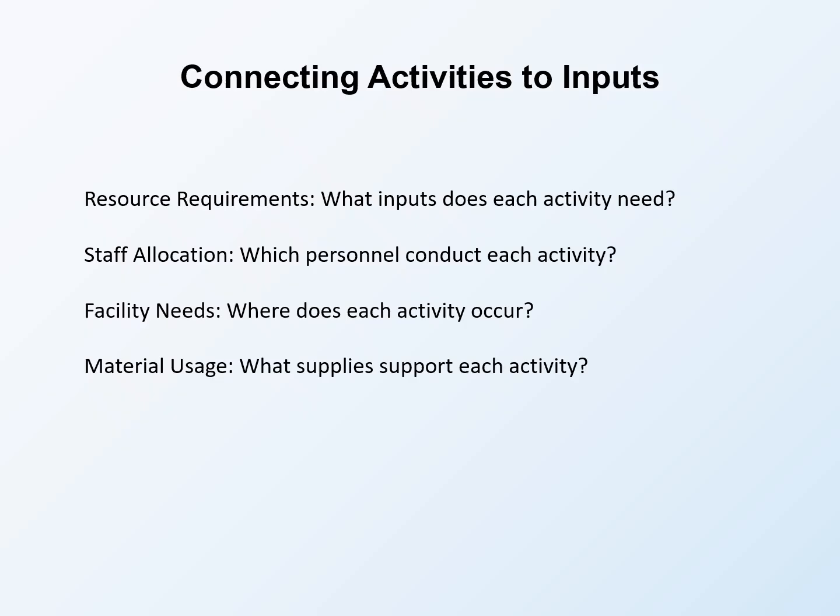Facility needs indicate where each activity occurs and what space requirements exist. Counseling might happen in private offices for confidentiality. Group sessions might need conference rooms with adequate capacity. Community outreach might require mobile capacity to reach people where they are. Match your facilities to the activities you plan to deliver.